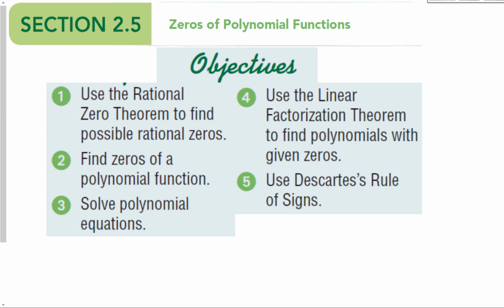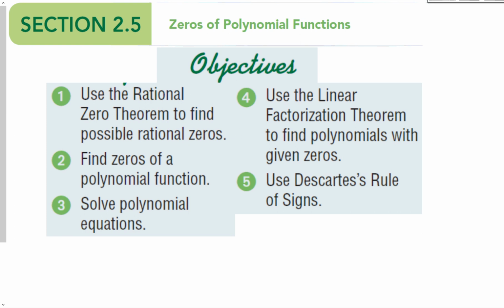2.5, zeros of a polynomial function. So our objectives for this section are to use the rational zero theorem to find the possible rational zeros, to find the actual zeros of a polynomial function, to solve any sort of polynomial equation, and then to use the linear factorization theorem to find polynomials with given zeros. And then finally to use something called Descartes' rule of signs.